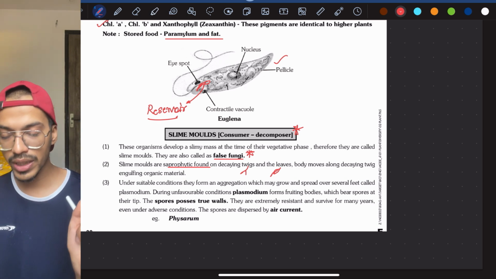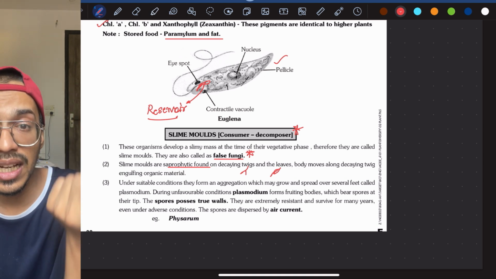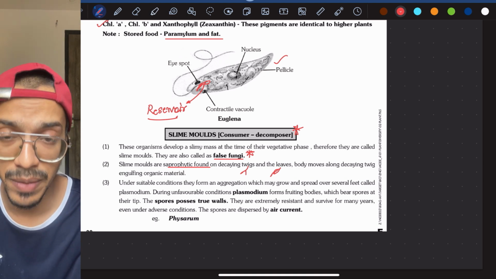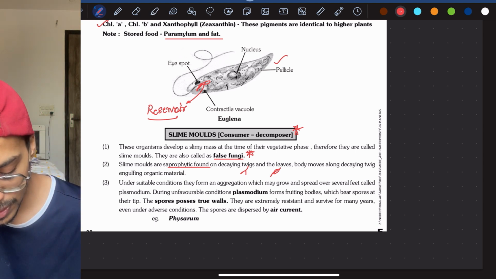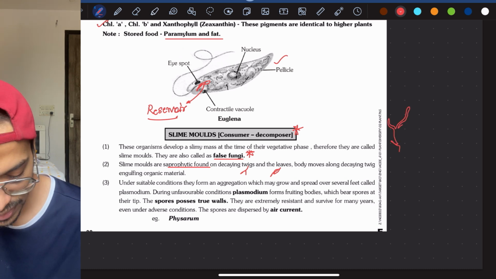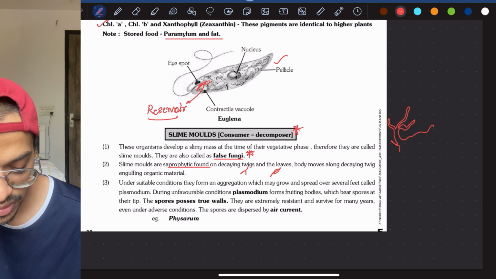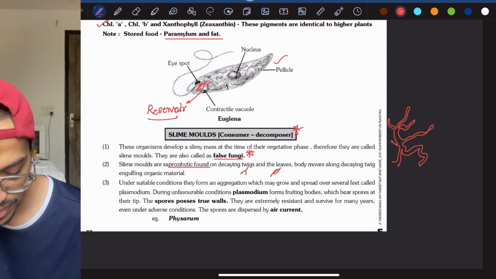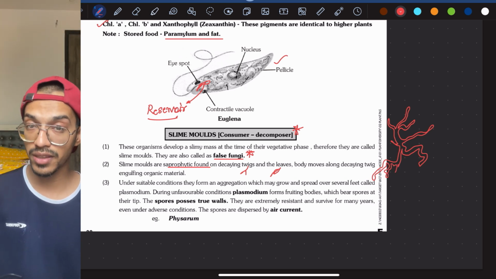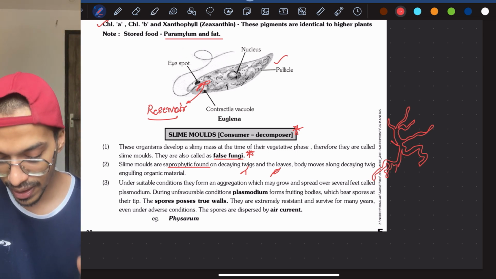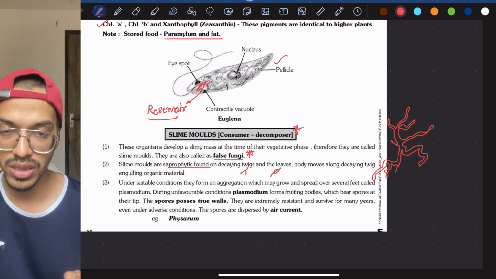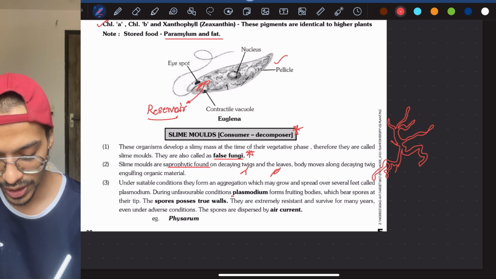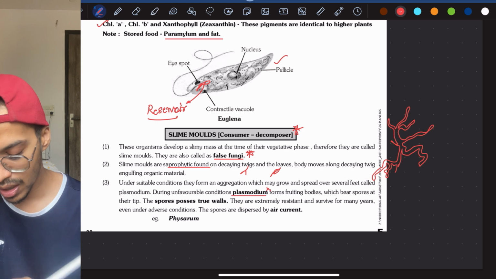Under suitable conditions they form aggregations, means they come together and work like an army. I call it an army. For example, they will move like this, and under certain conditions they form a structure like this. That's why slime molds are said to have a brain kind of thing. If you put it in a maze, it will find its food. It will find the branches in the maze and be able to get the food. When they form this kind of structure, this structure is called plasmodium. This is a very important understanding.